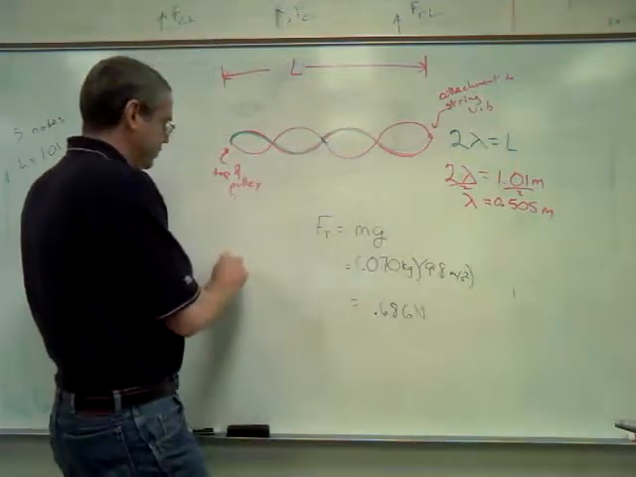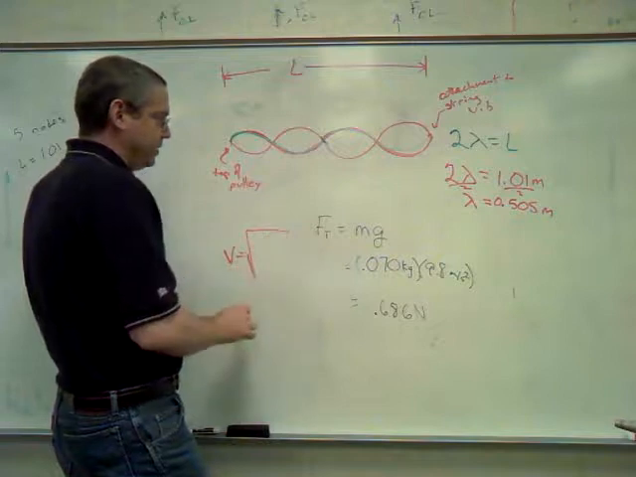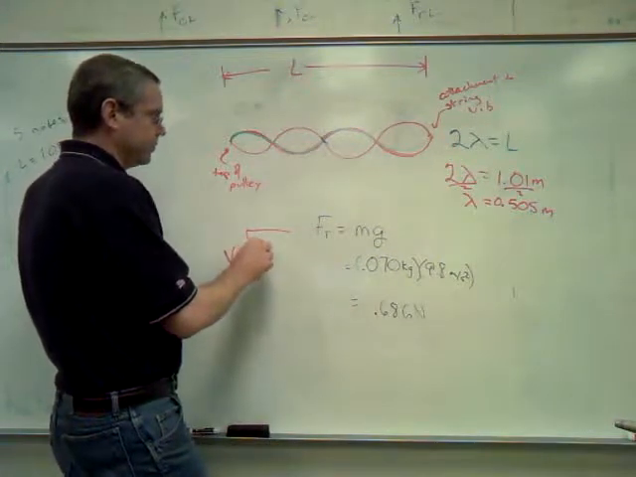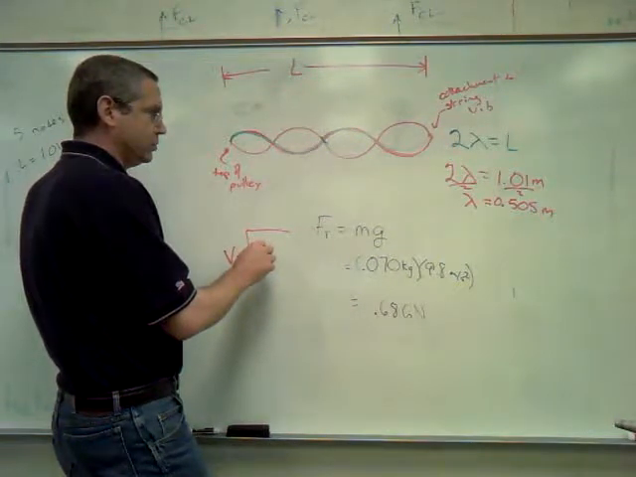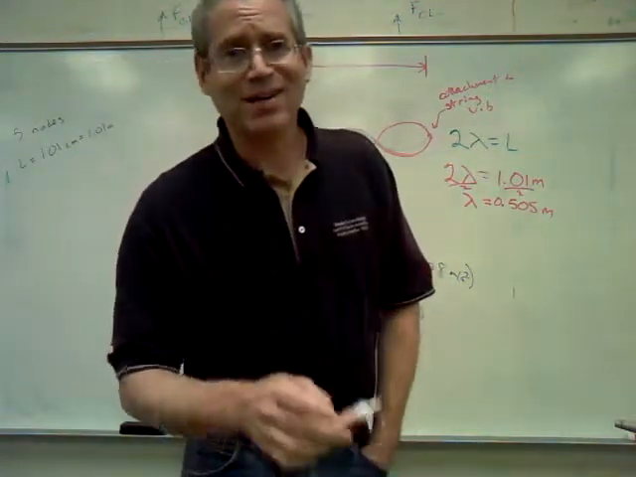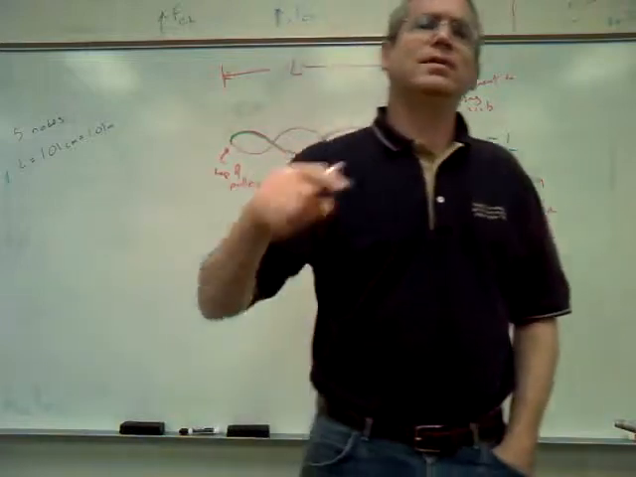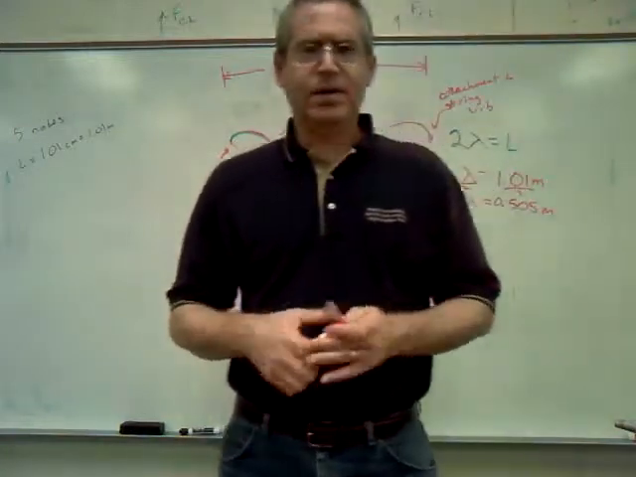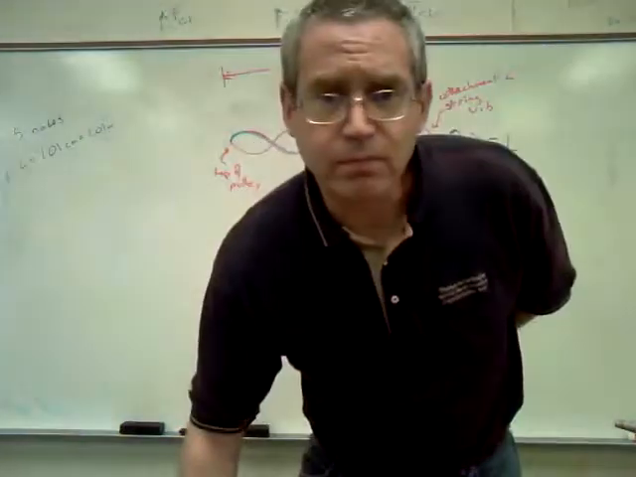So I know that the speed of the wave is equal to the square root of the tension divided by the linear density. There's one other piece of information I need to know. I need to know the linear density. So I'm going to stop it here, get the linear density, and in the next video we'll finish doing the analysis.